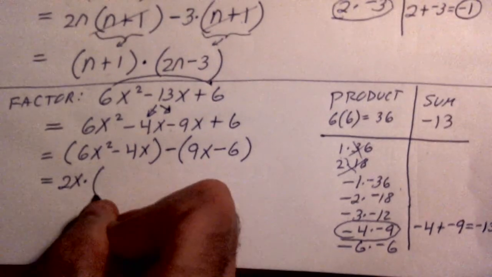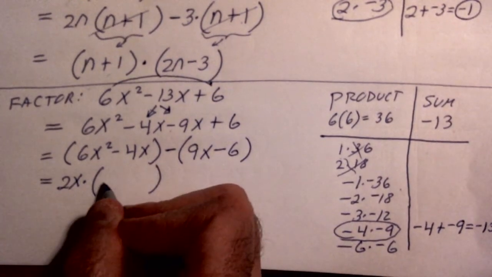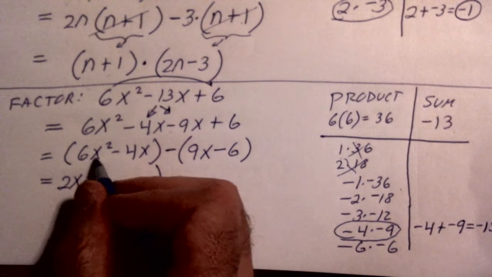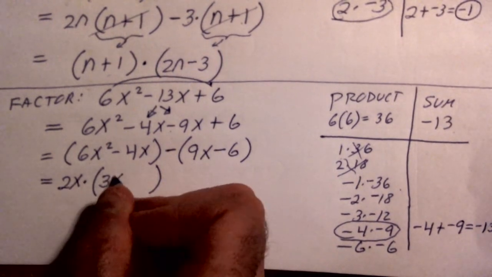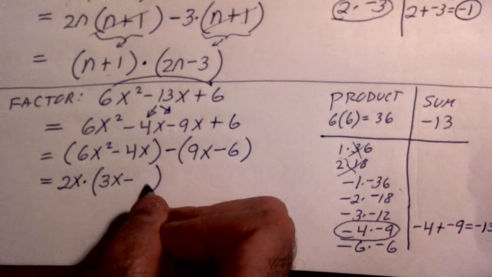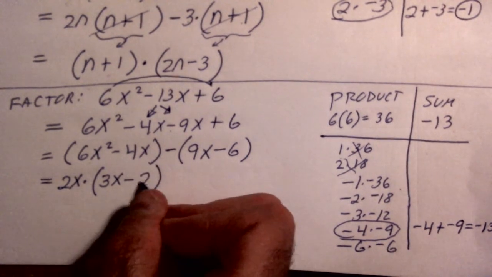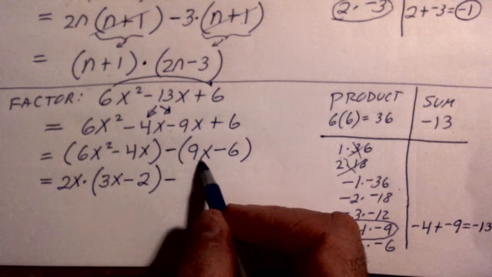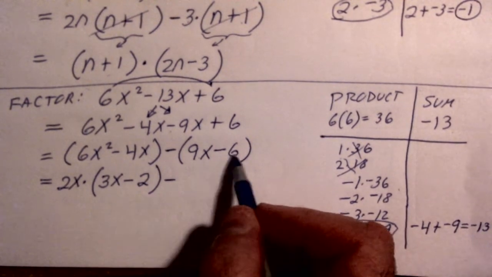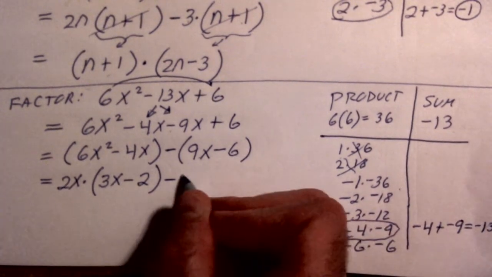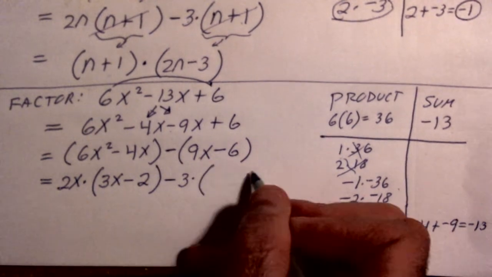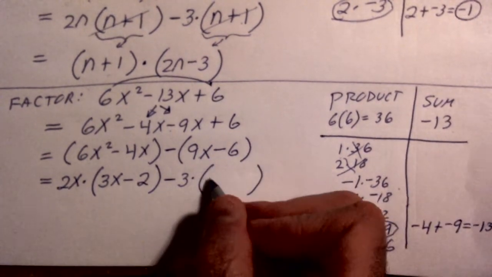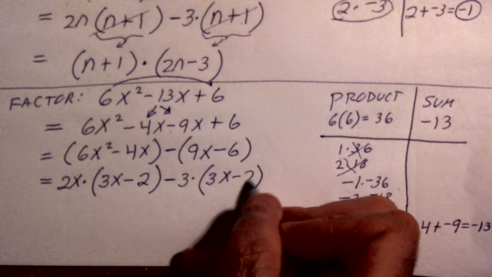When I factor 2x out, what do I leave behind? Well, 2x times what gives you back 6x squared? I'll leave behind 3x. Minus 2x times what gives you back 4x? I'll leave behind 2. Minus, what can I factor out of 9x and 6? I can factor a 3 out of both these terms, and when I do so, I leave behind the binomial of 3x minus 2.